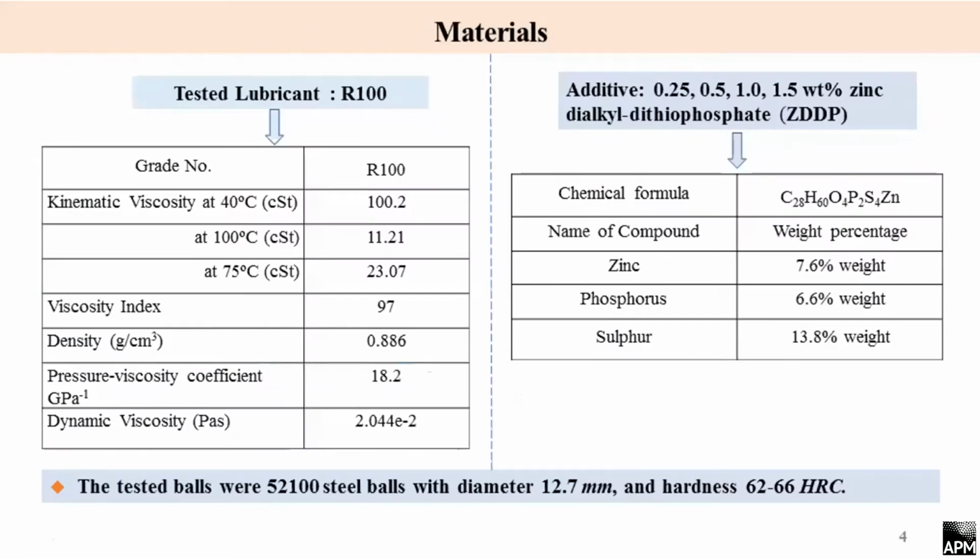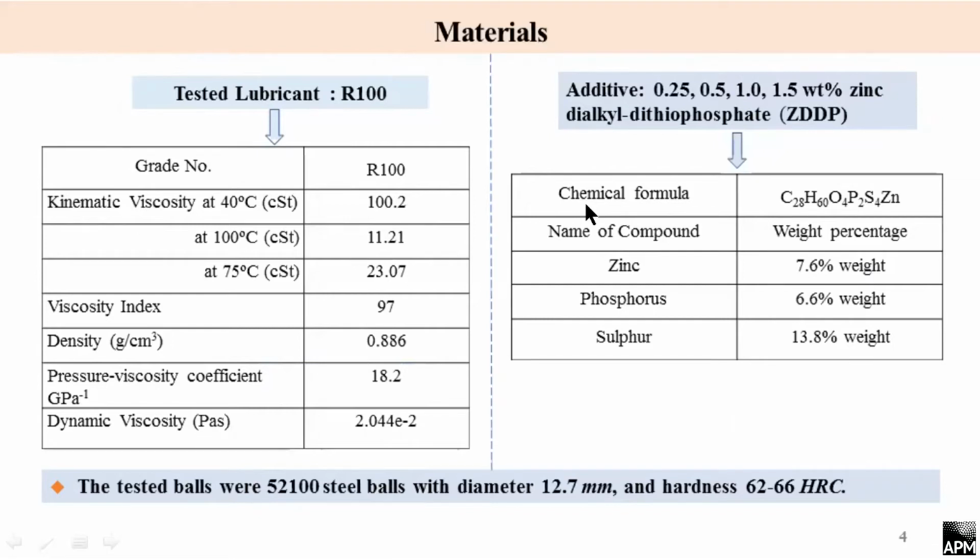The material we used in our experiment was the standard 52100 steel ball, and the test lubricant was a circulation oil R100, which has 100.2 centistokes kinematic viscosity at 40 degrees Celsius and a viscosity index of 97.